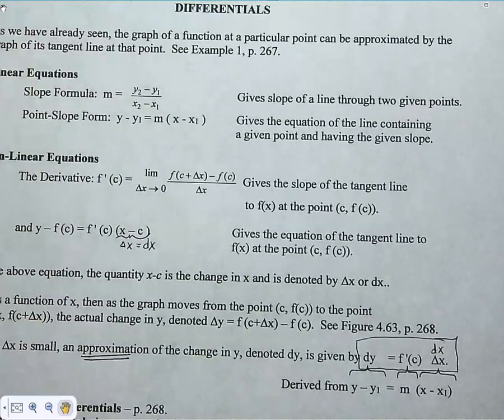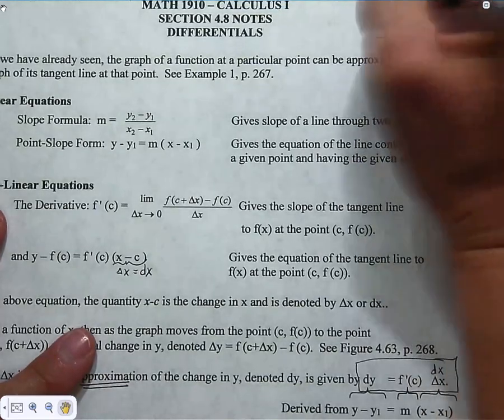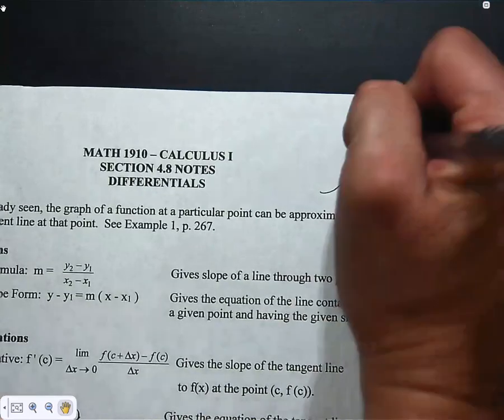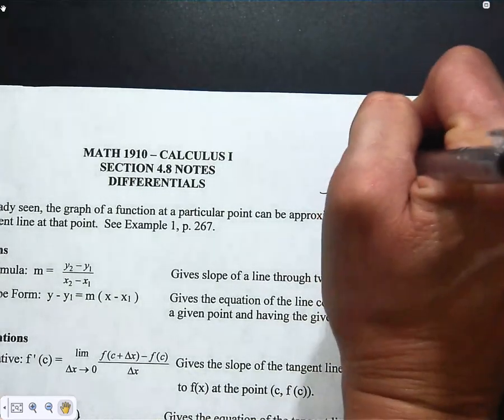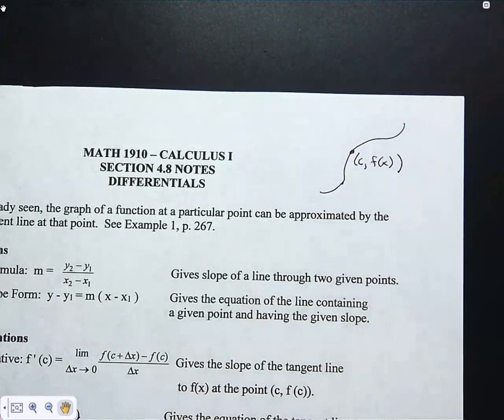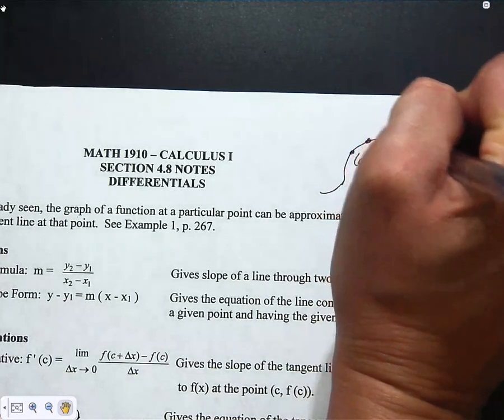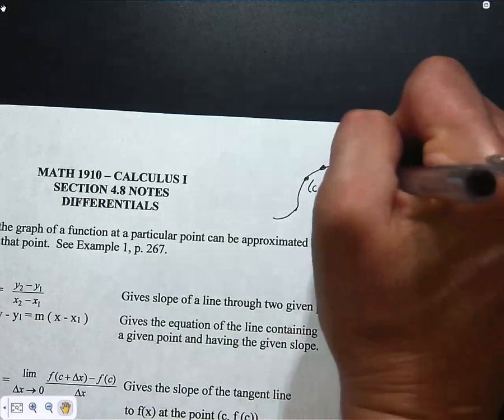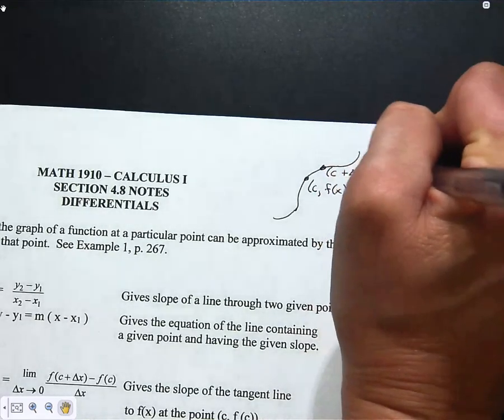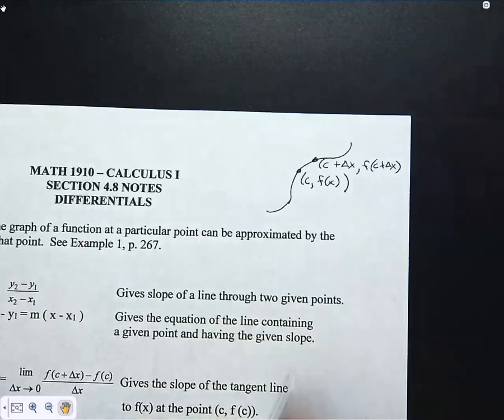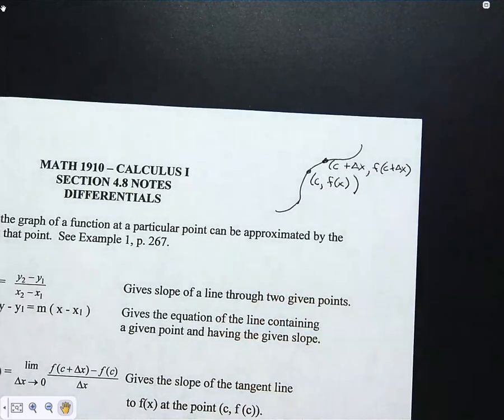If I just graphed something, there's a function, the graph of a function. Here's some point (c, f of c). Here's some point c plus some little scooching over amount, f of c plus some little scooching over amount. If I wanted to find the actual change in y, I would just subtract this from this. That's what change in y would mean.